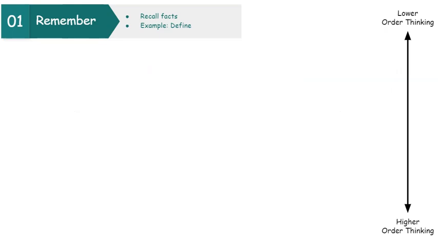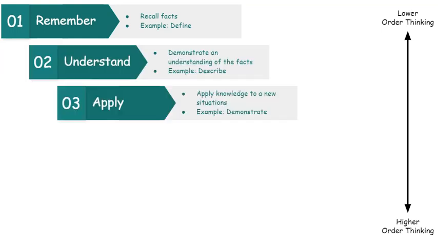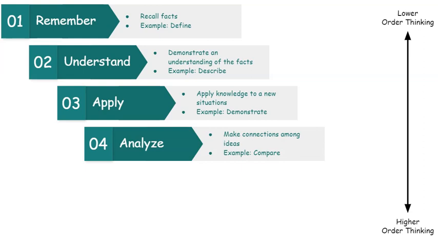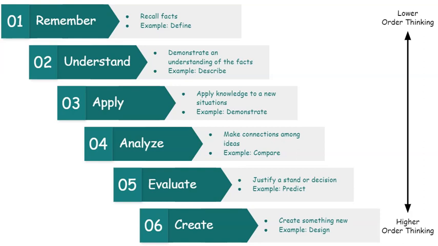So how do you start with alignment? First, you want to consider your learning outcomes. This should be the first thing you do when you're designing a course: write your learning outcomes. And using the Bloom's taxonomy framework, you want to consider the action verb. So what do you want the learners to do? Are they remembering something? Are they demonstrating understanding of the facts? Are they applying knowledge to a new situation? Are they making connections among ideas? Are they justifying a standard decision? Or are they creating something new?